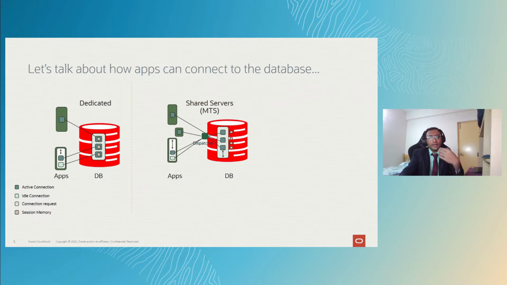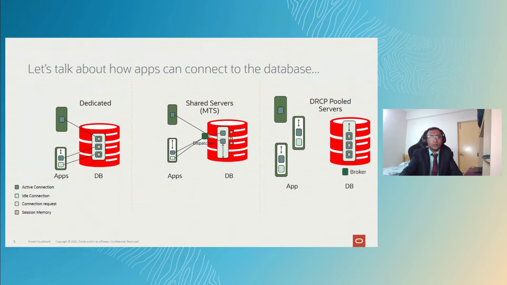So what do we do for high traffic mid-tier architectures? Well, you have something called as the DRCP or DRCP pool servers. So DRCP stands for database resident connection pooling. DRCP enables sharing of database processes and session memory across the middle tiers on both the same and different hosts.